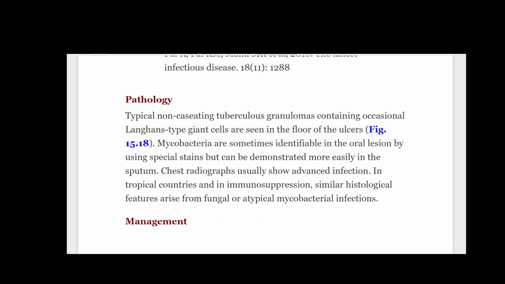Typical tuberculous granulomas containing occasional Langhans-type giant cells are seen in the floor of the ulcers. Fig. 15.18. Mycobacteria are sometimes identifiable in the oral lesion by using special stains but can be demonstrated more easily in the sputum. Chest radiographs usually show advanced infection. In tropical countries and in immunosuppression, similar histological features arise from fungal or atypical mycobacterial infections.